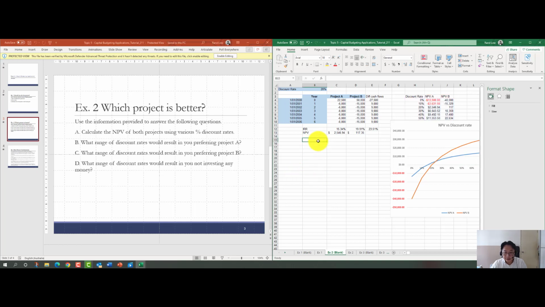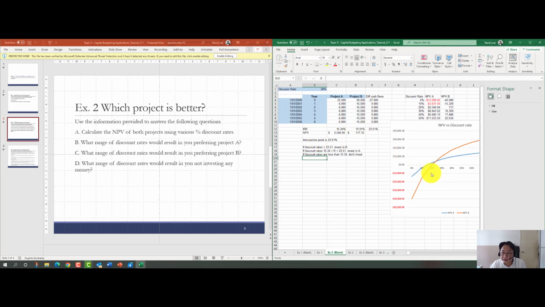So the intersection point is 23.51%. If discount rates are greater than 23.51, invest in B. Okay? If discount rates are more than 15.34, right, but less than 23.51, then invest in A. Okay? If discount rates are less than that, don't invest.